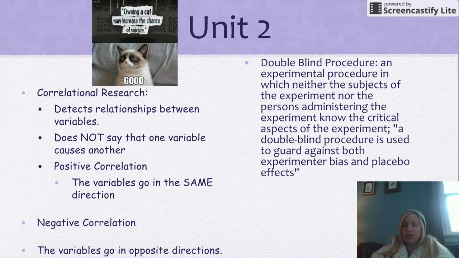A double-blind procedure, this is kind of the best way to run an experiment because participants don't know who is in the control or experimental group, and then also the researchers don't know who is in the control or experimental group.